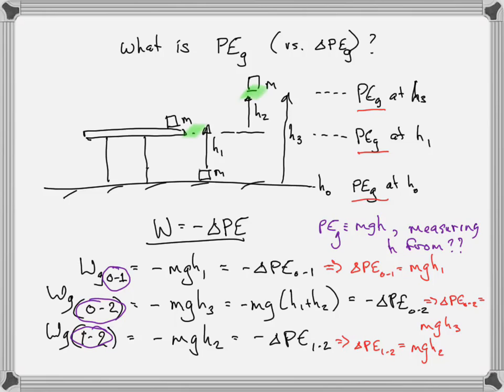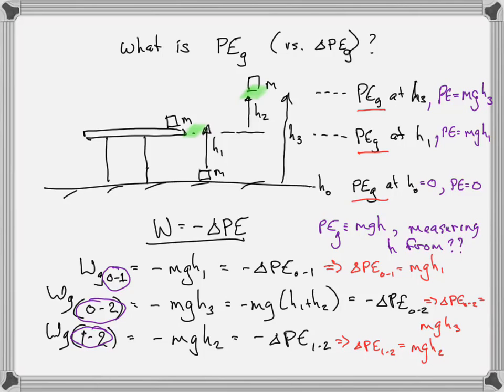So in this case, you might say, well, obviously we're measuring from the floor. So if we are measuring from the floor, what we're saying is that at the floor, h is 0, and PE at the floor is 0. Therefore, at h1, PE is equal to mgh1. And at h3, the potential energy at position 3 due to gravity is mgh3. And you say, well, that was obvious. Why do we have to go through all that? Well, let me show you why.